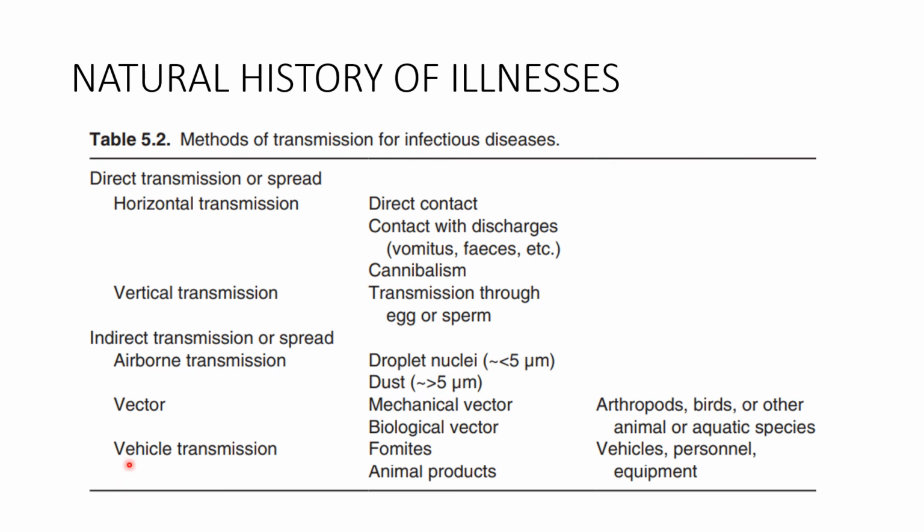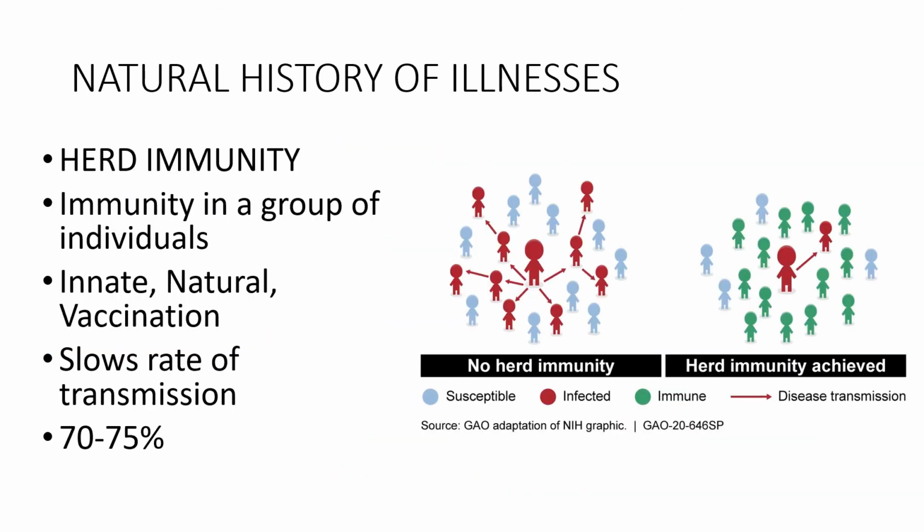Then for vehicle transmission, it could be fomites. So for example, vehicles or personnel. Food could also be, or animal products, or vehicle transmission to animal products. So foodborne illnesses in our public health are in our food hygiene. We have discussed this. Next, lastly, I think this is the second to the last slide.